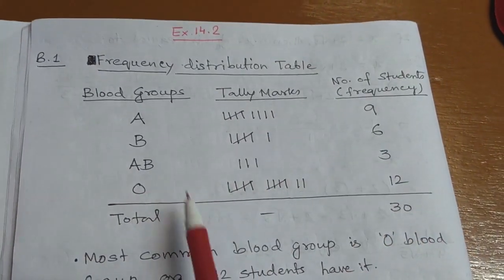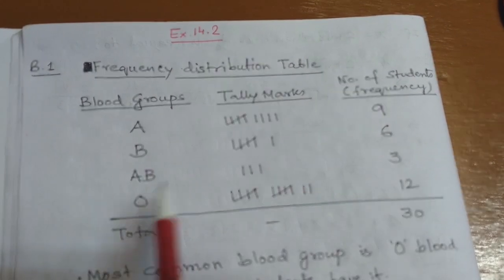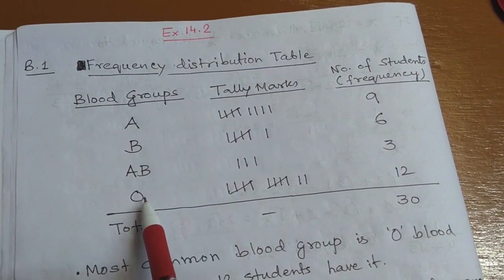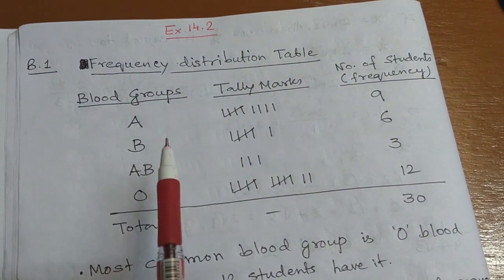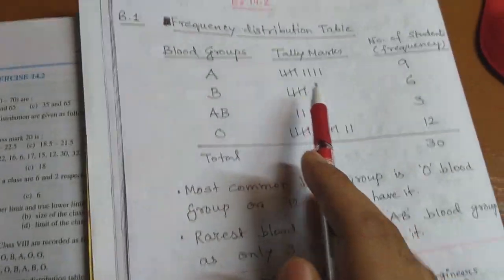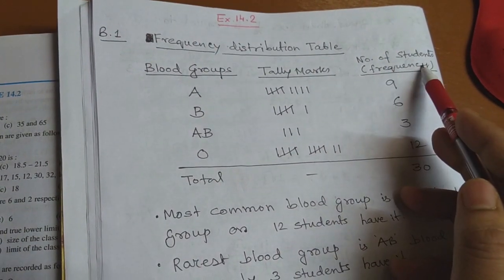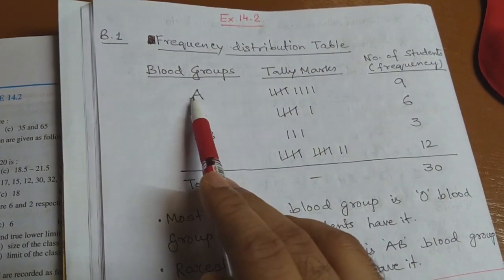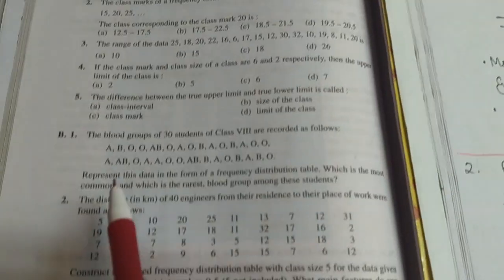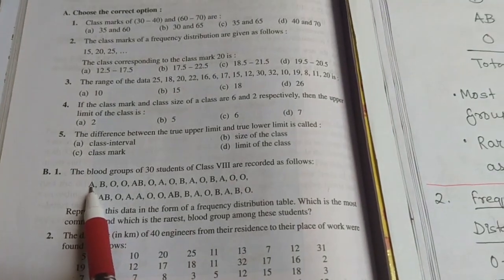Come to the solution. This is actually a frequency distribution table. So for blood groups we wrote A, B, AB and O. They are the four blood groups we can see. And tally mark, what is a tally mark? We'll discuss that. And number of students is actually the frequency. Here the blood group is A, so we have to count how many A blood group students there are. You can see A, 1.